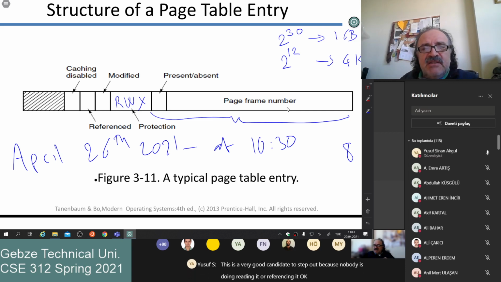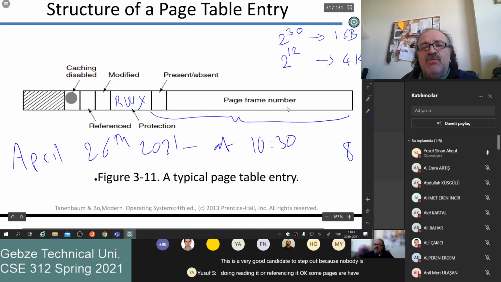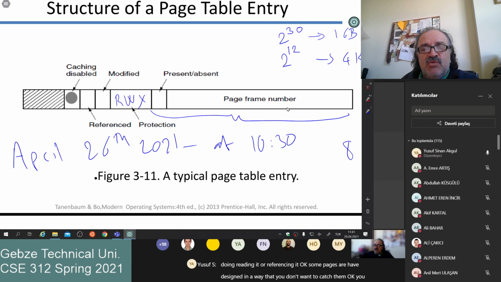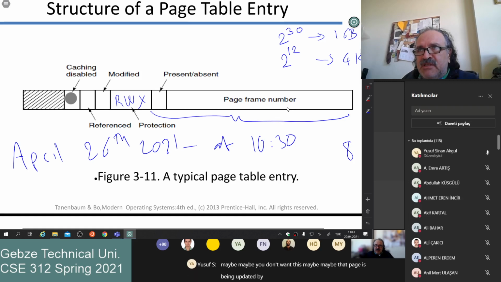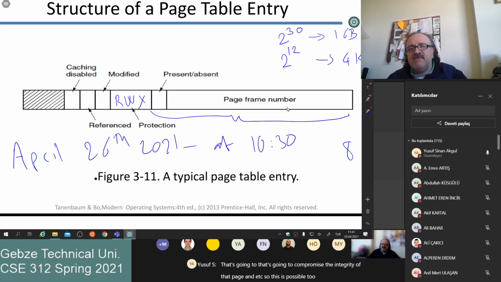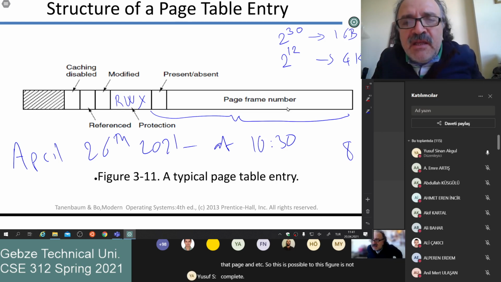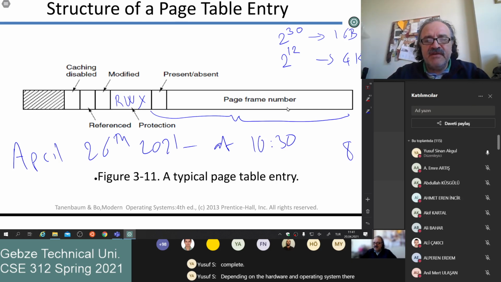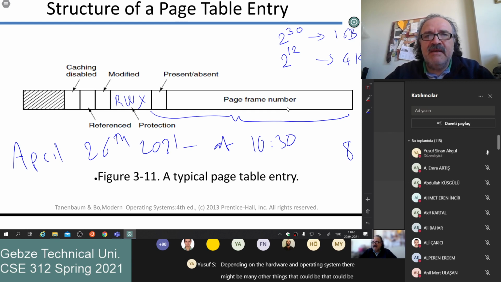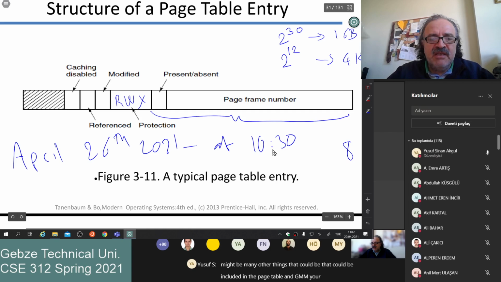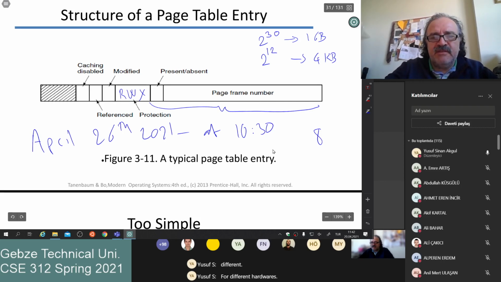Some pages are designed in a way that you don't want to cache them. Why might this be? Maybe that page is being updated by some other processor, and if you put it in a cache, that's going to compromise the integrity of that page, and so on. So this is possible too. This figure is not complete. Depending on the hardware and the operating system, there might be many other things that could be included in the MMU page table entry for different hardware.